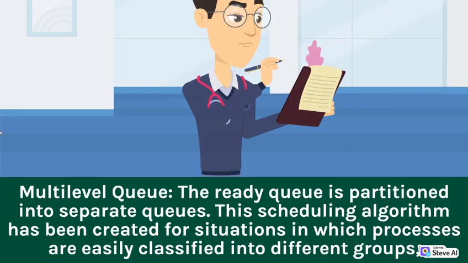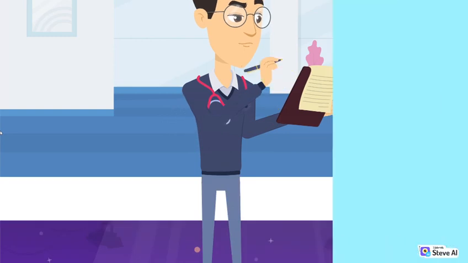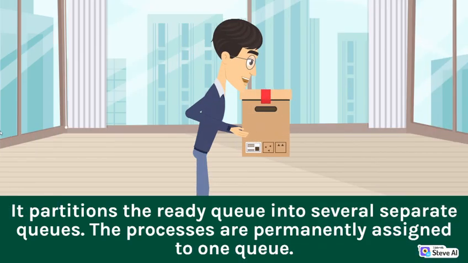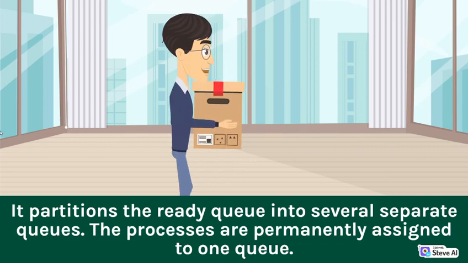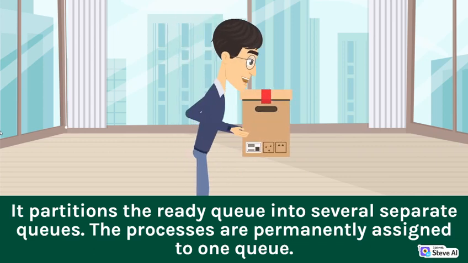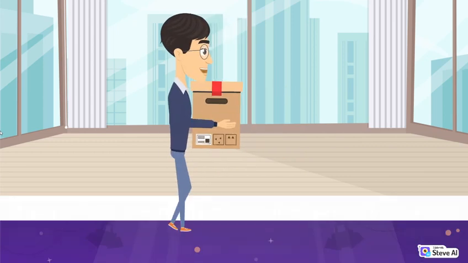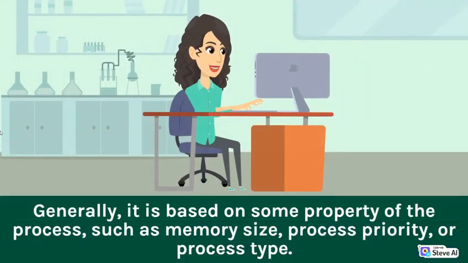Multilevel queue. The ready queue is partitioned into separate queues. This scheduling algorithm has been created for situations in which processes are easily classified into different groups. It partitions the ready queue into several separate queues. The processes are permanently assigned to one queue. Generally, it is based on some property of the process, such as memory size, process priority, or process type.